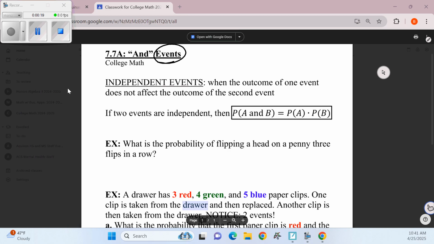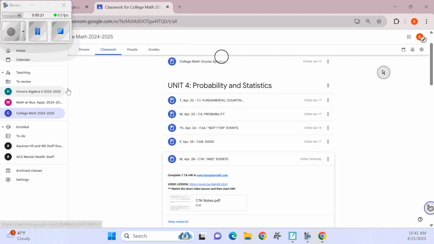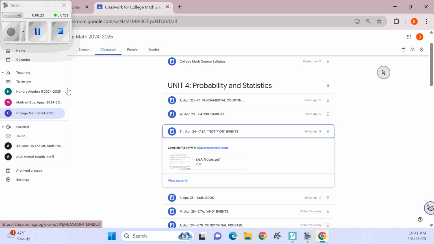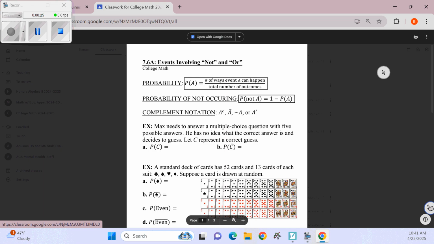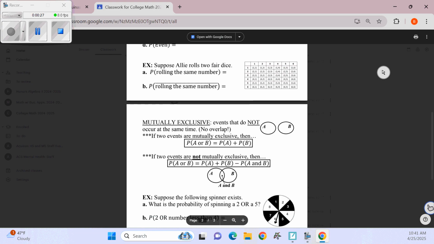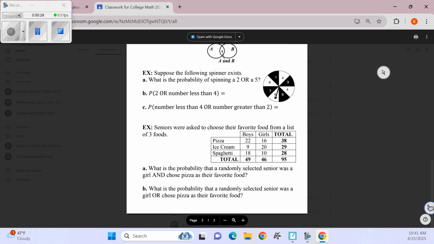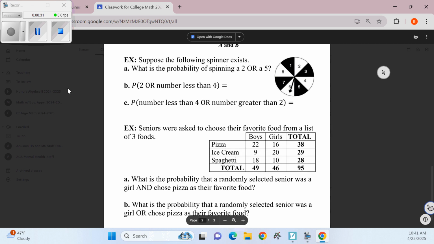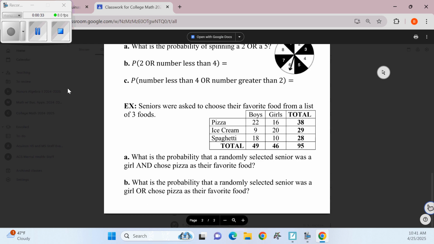For example, I'm going to just revert back for a moment so that I can clarify, because we have seen an "and" before, but that was a single event. So I'm just going to scroll to the bottom of the 7.6a. So notice right down here, when I asked you, what is the probability that a randomly selected student was a girl and chose pizza?